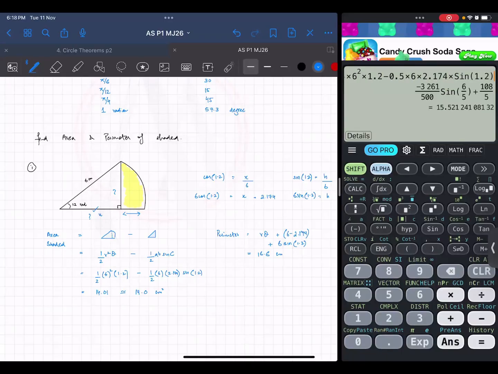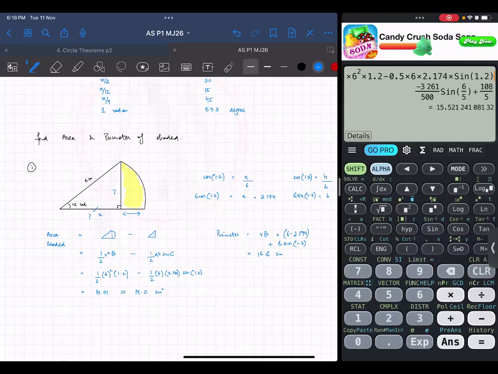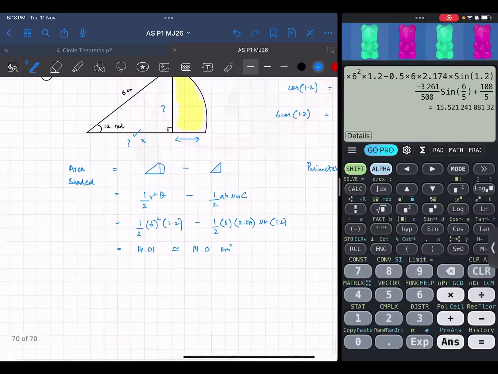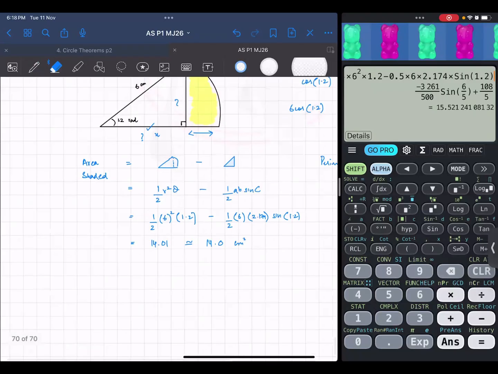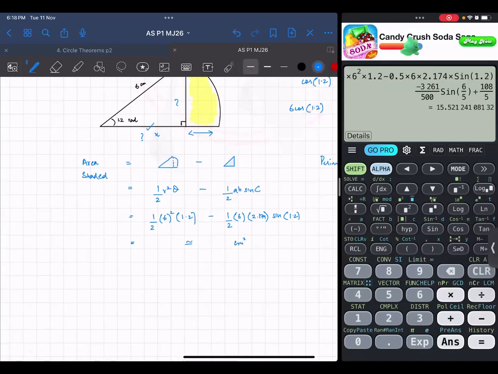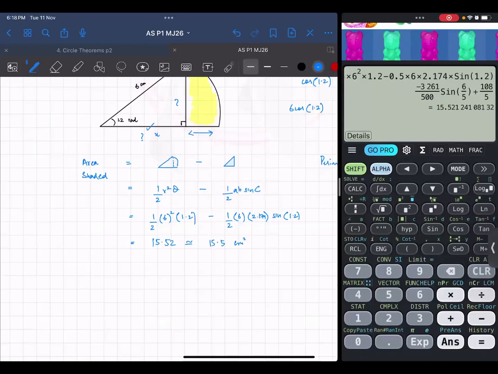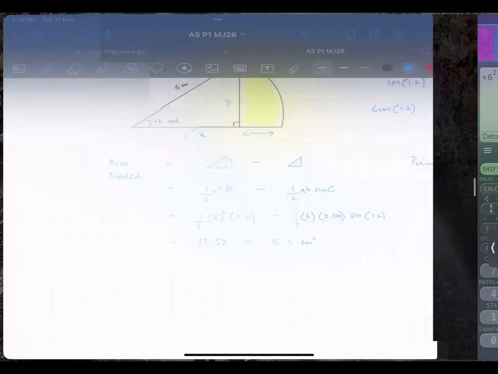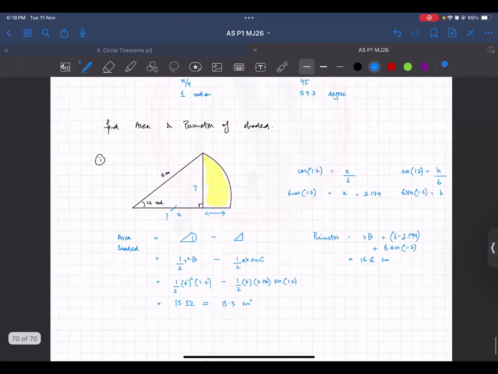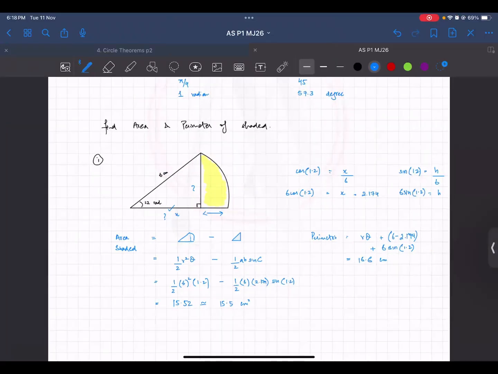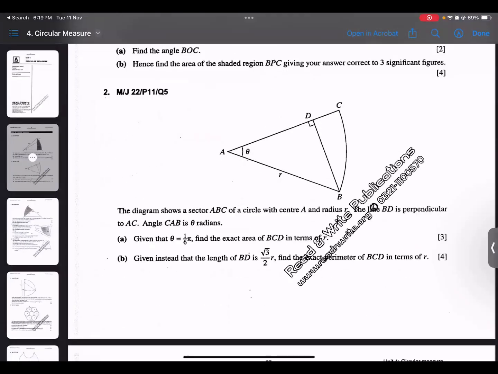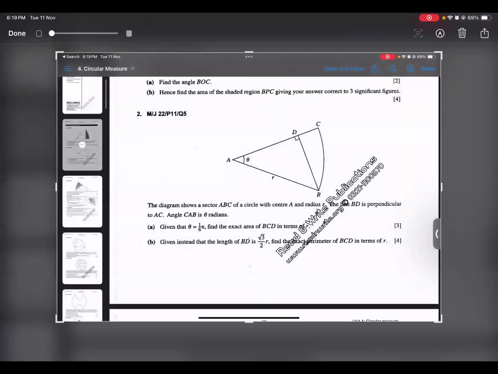Look, it is 15.52. This is how you would solve. This is a very past paper like question. You have many questions like these. Look at this one, look at this one, in terms of r, in terms of theta, everything.